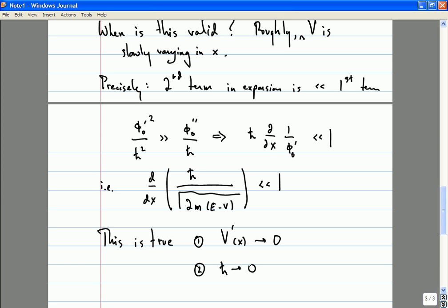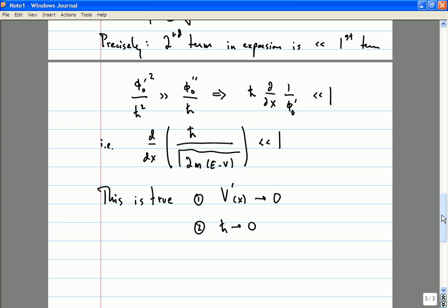Particularly when h bar is 0. If you fix the potential v, and then you take the limit where h bar is going to 0, then obviously the numerator goes to 0, and so the WKB approximation is good. Or, likewise, if you fixed v and h bar and took m to infinity, a very, very heavy particle, then that's going to be well described by the WKB approximation.